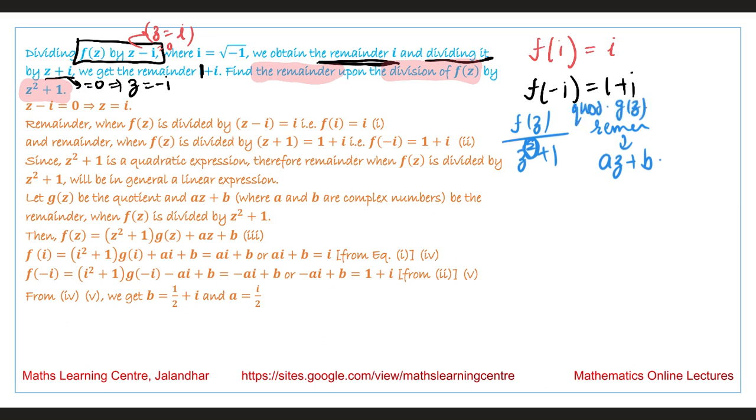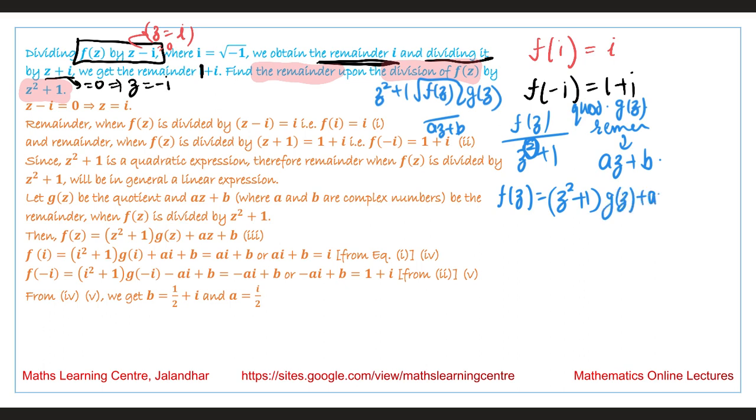We are saying when we divide f(z) by z square plus 1, the remainder is of the form az plus b, and the quotient is g(z). So we can write f(z) is equal to (z square plus 1) into g(z) plus az plus b. Now we have two values.